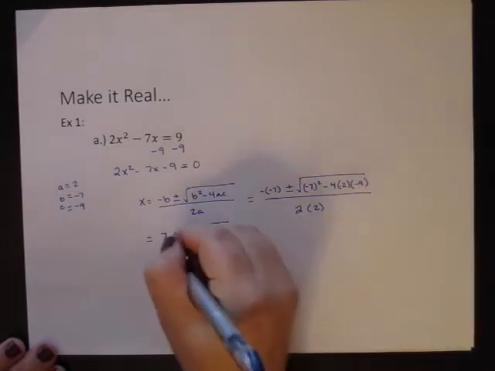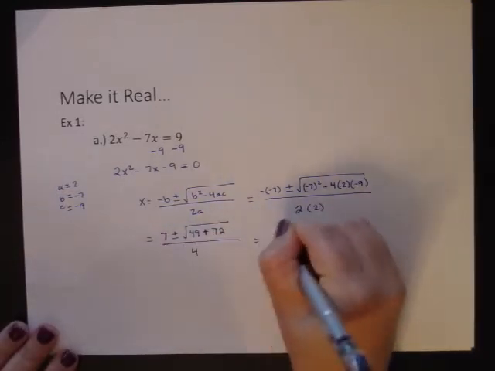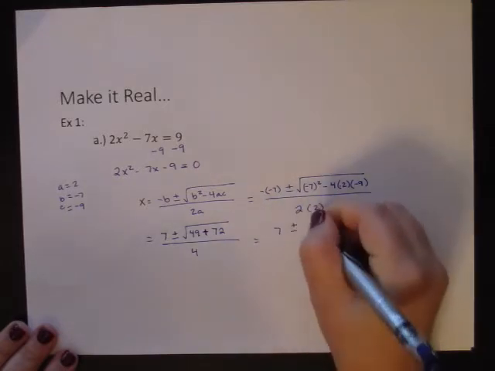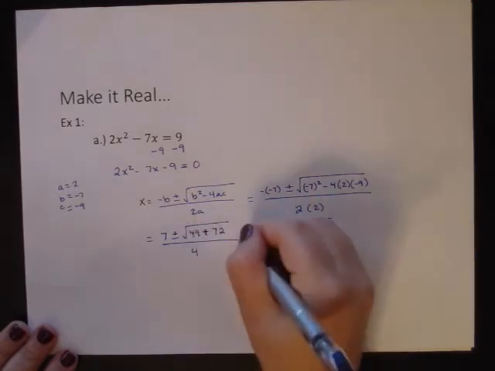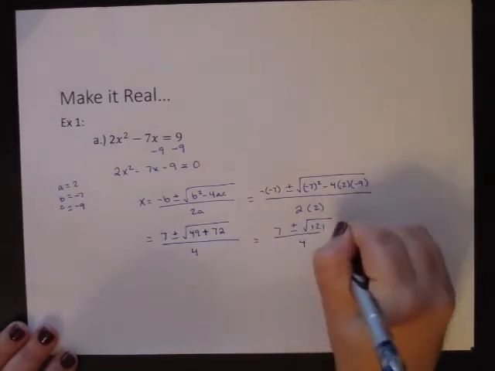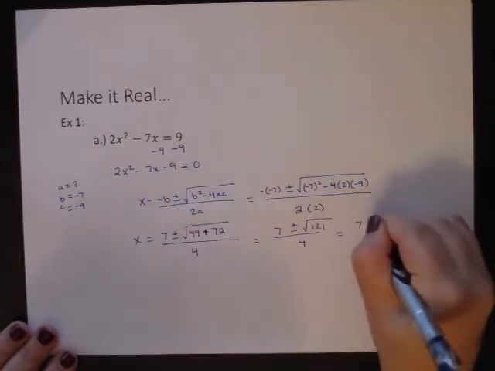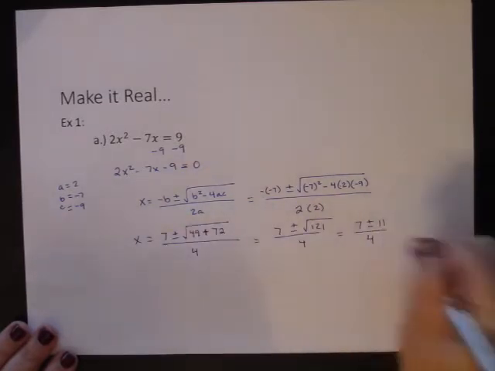I'm sorry, yeah, 8 times 9 is going to be 72. And that's going to be all over 2 times 2, which is 4. So I've got 7 plus or minus the square root, and 49 plus 72 is 121, which is definitely a perfect square. So I've got 7 plus or minus 11 over 4.